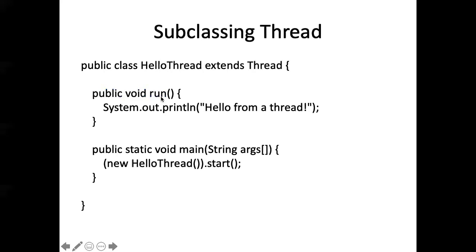So the second way you can create a thread is to just extend or subclass the Thread class. And again, it's the same method that you are overriding, the run method. And now I just create an instance of the thread and again call start.